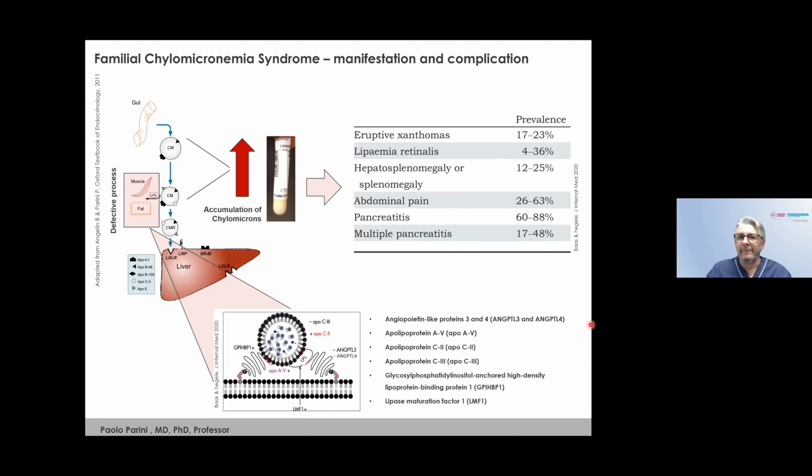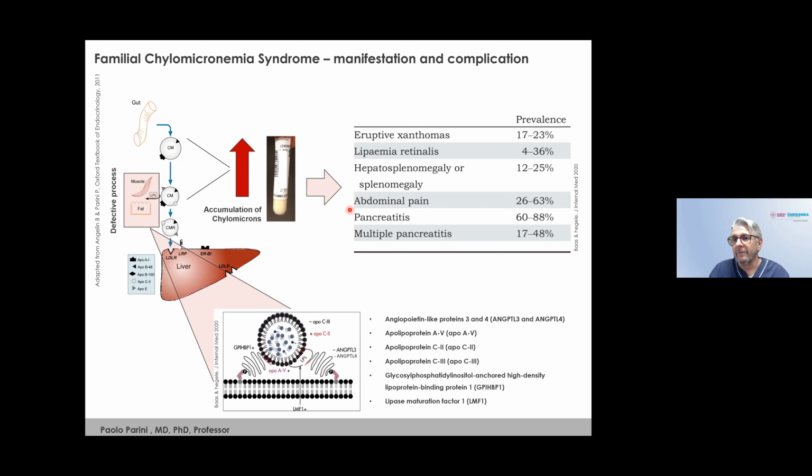Familial Chylomicronemia Syndrome is a disease that has several clinical manifestations and complications. We can see manifestations in the skin, and then we have eruptive xanthomas. We can have manifestations in the eye, with accumulation of lipid in the retina. We can have enlargement of the liver and the spleen, then we have hepatosplenomegaly, or if only the spleen is involved, we have just splenomegaly.